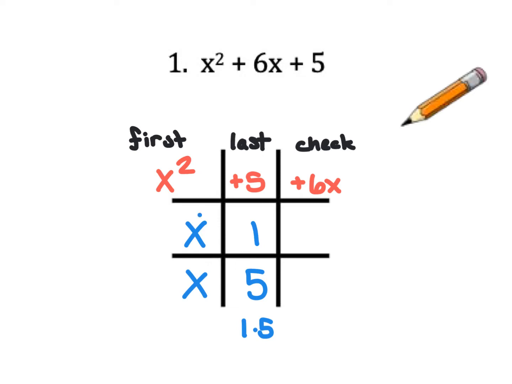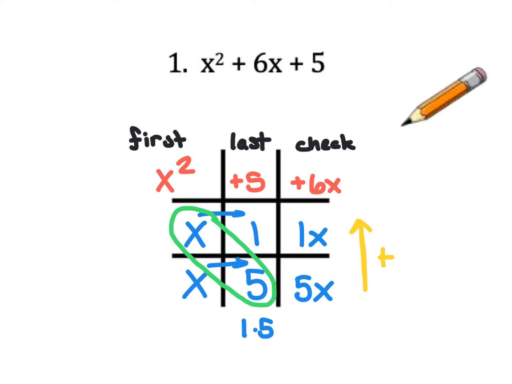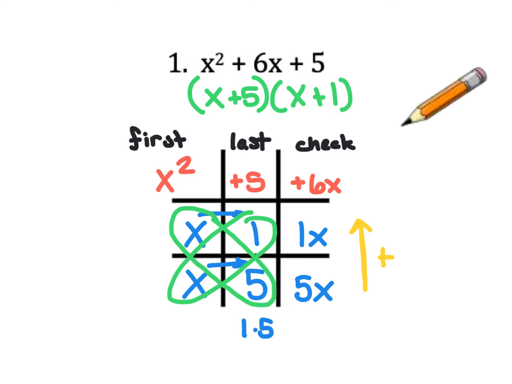Now I multiply straight across to get x times 1 is 1x and x times 5 is 5x. The only place I add in this tic-tac-toe board is right here on the side. I check to see if this plus this is equal to 6. Since it is, I have my tic-tac-toe board set up in a format that will work. My one factor is this little diagonal, which would be x plus 5, and my other factor is on the other diagonal, x plus 1. This is in factored form.